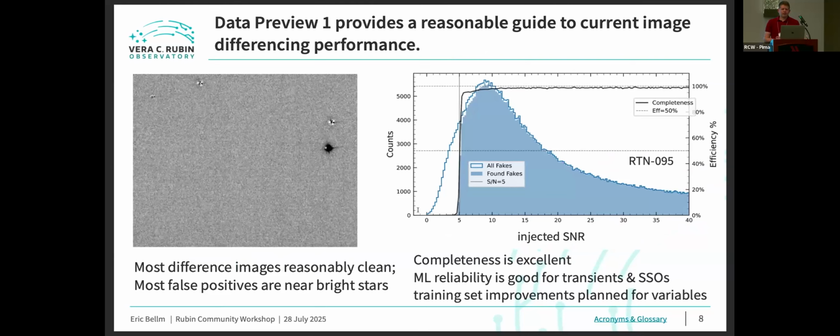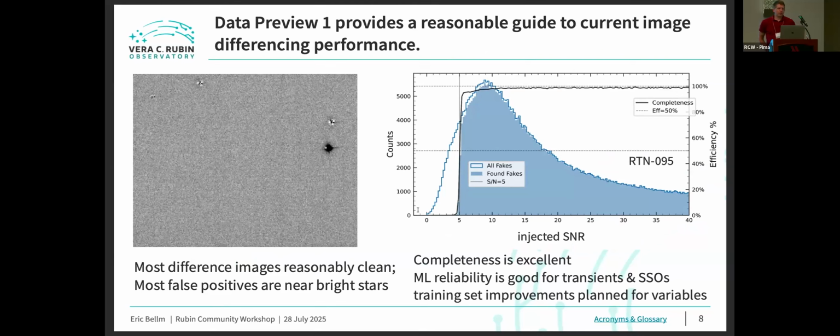If you're curious about image differencing performance, I point you towards Data Preview 1, which is the release just a few weeks ago of the ComCam data. That was not alert production, but we did run difference imaging and many of the same pipeline components. These will be discussed more in Wednesday's updates from Science Pipelines session.